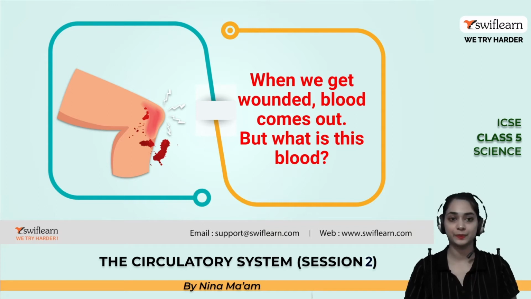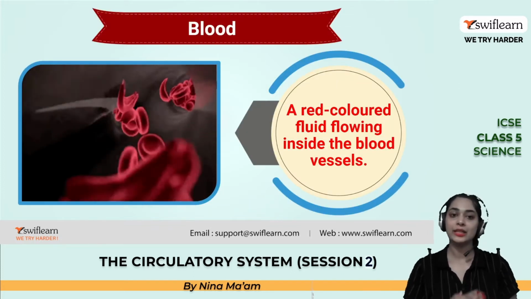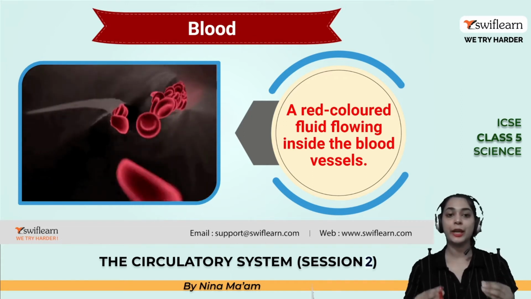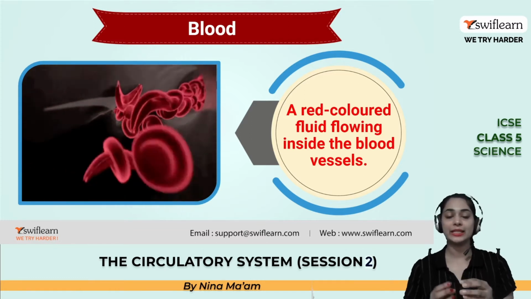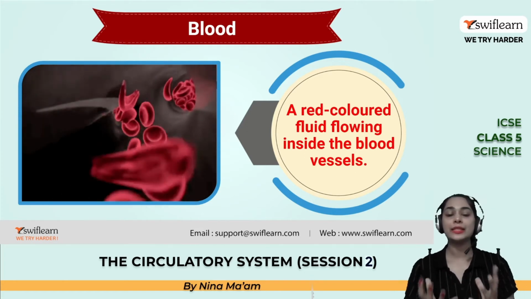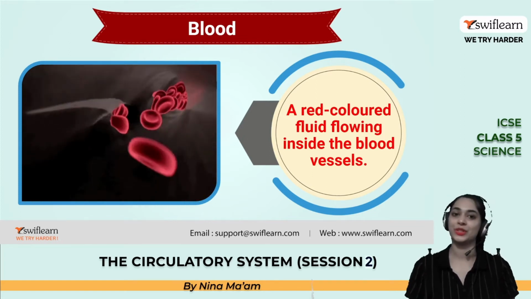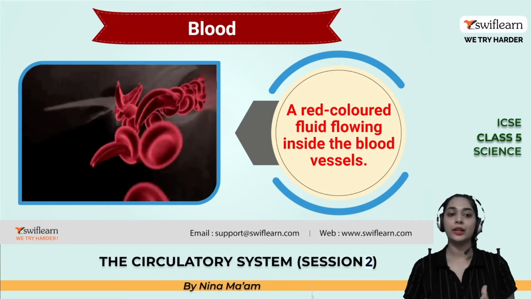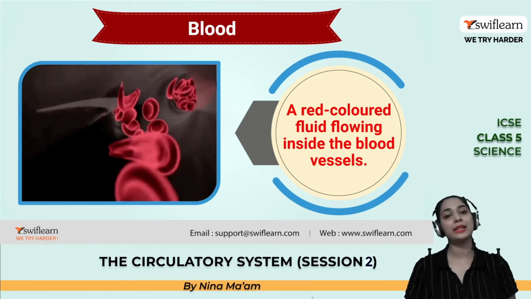What is blood? As we know, blood is made up of a liquid part and a solid part. The liquid part is known as plasma. It is made up of water, salts and protein. So you know that, right? The blood is like a watery structure because it contains a liquid part, and this liquid part is known as plasma, which contains water, salts and protein. So what is the solid part? The solid part contains red blood cells, white blood cells and platelets.